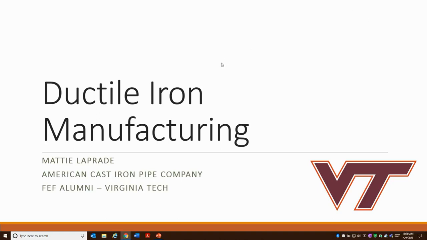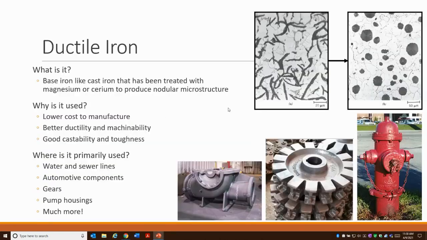So first, I'm just going to cover what exactly is ductile iron. It's got a base iron that's very similar to cast iron, but this base iron has been treated with magnesium or cerium or even lanthanum to produce a nodular microstructure. Here in the top right hand corner, you start with the flake graphite on the left, and that treatment is really what makes it the ductile iron and changes that flake graphite into nodular graphite.